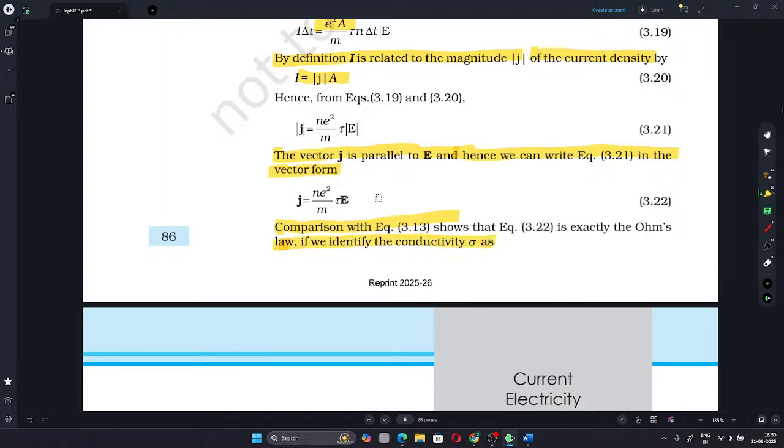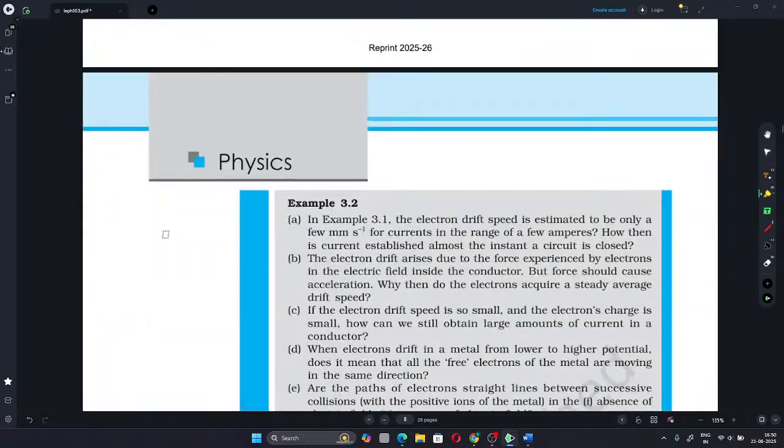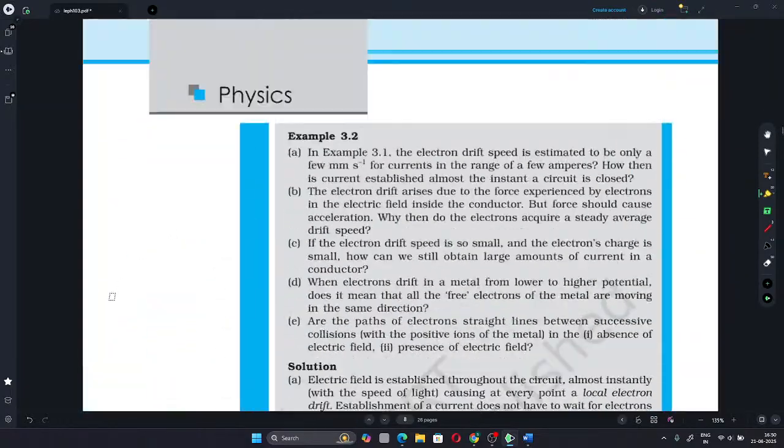If we identify the conductivity sigma as n e squared tau by m, we thus see that a very simple picture of electrical conduction reproduces Ohm's law. We have of course made assumptions that tau and n are constants independent of E. We shall in the next section discuss the limitations of Ohm's law.